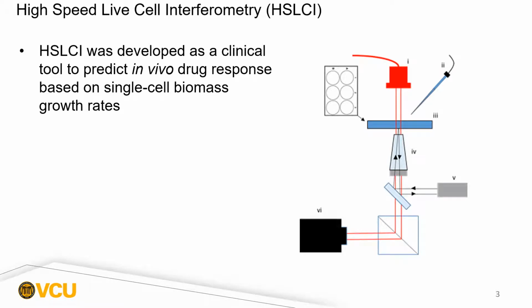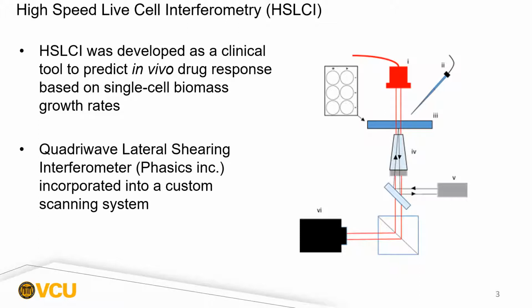So what is high-speed live cell interferometry? HSLCI was developed as a clinical tool to predict the in vivo drug response in patients based on the single-cell biomass growth rates of a tumor. It's made up of a quadriwave lateral shearing interferometer incorporated into a custom scanning system. First we have an LED light over an objective with a micropipette that's used to isolate cells of interest after an experiment.